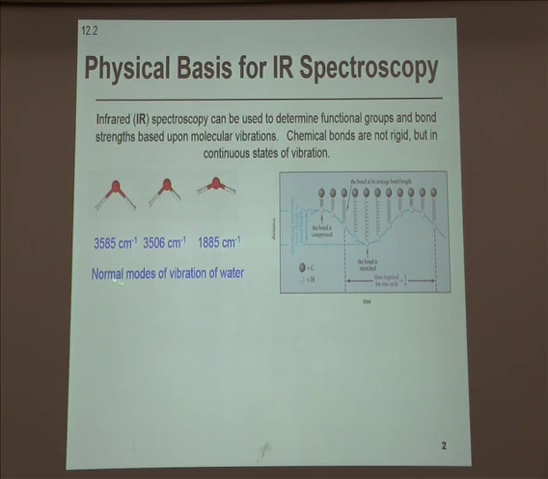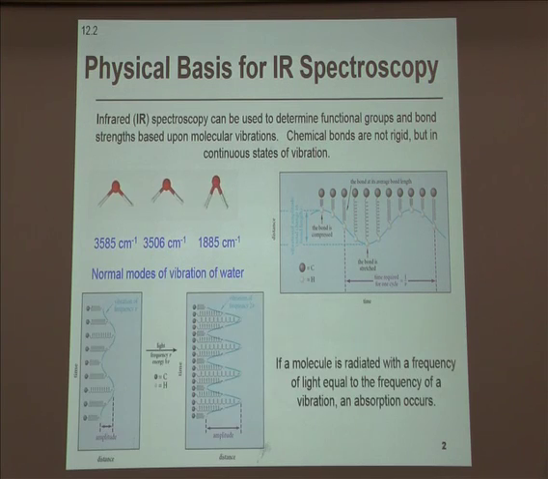There are two symmetric and asymmetric stretches for the water molecule shown on the left. And there's a bending scissors type mode shown for the water molecule on the right. These are the normal modes of vibration for water. You're going to see a lot more of these types of vibrations in this talk.